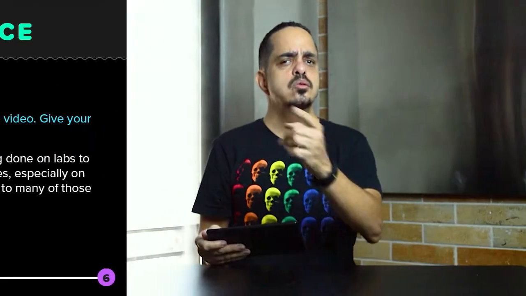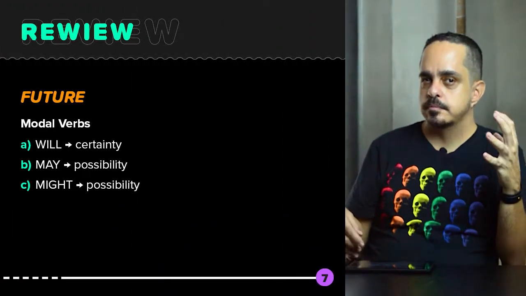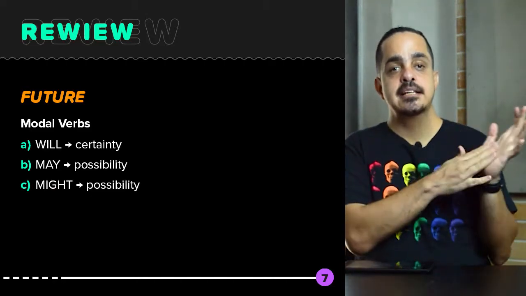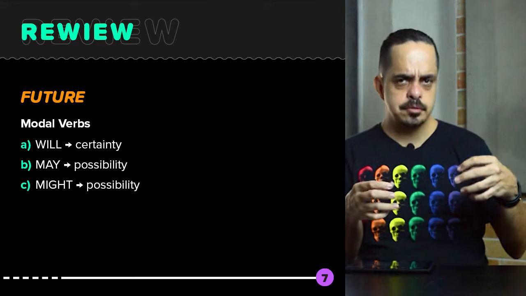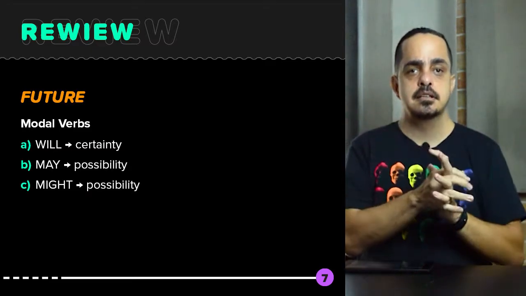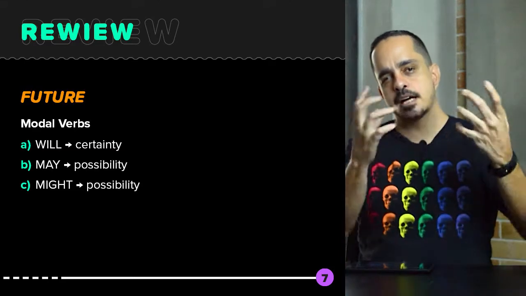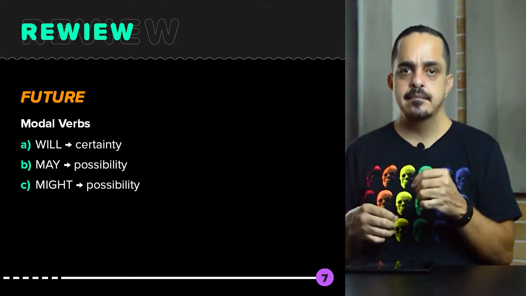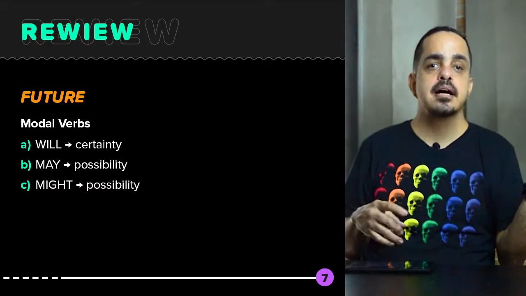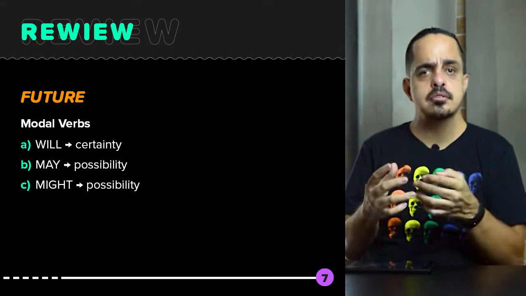Alright, now we can go to our review. What is the topic for this class? As you could see, we're talking about ways to express the future. We're going to talk about 4 different ways here: will, may, might, and to be going to. Will transmits the idea of a certainty, something that is certain to happen in the future, while may and might are about possibilities. Okay? So, will, may, and might, they are all modal verbs, so they will follow the same structure.